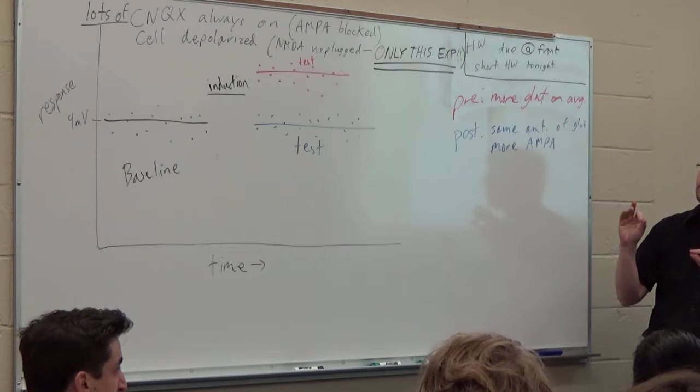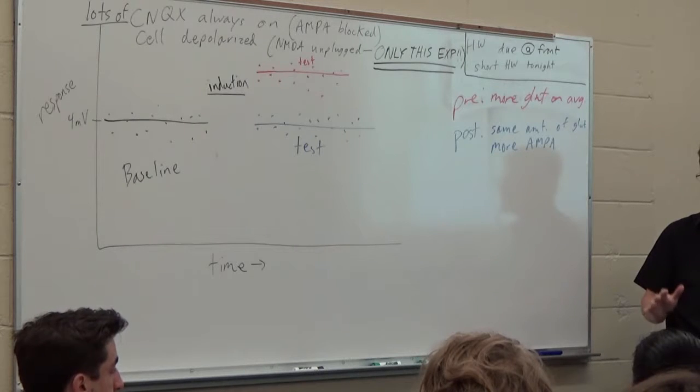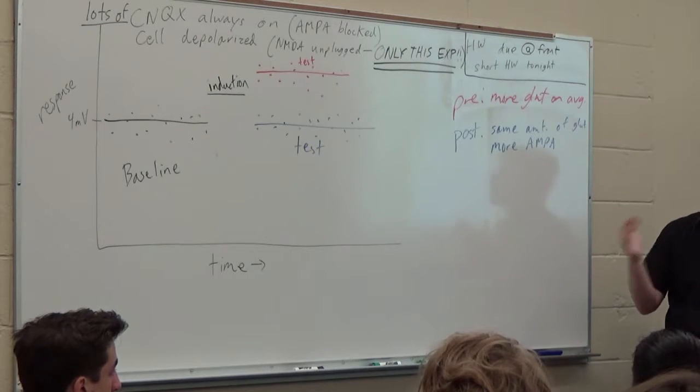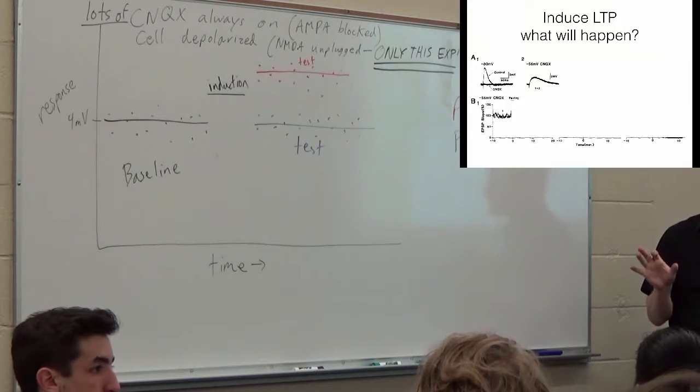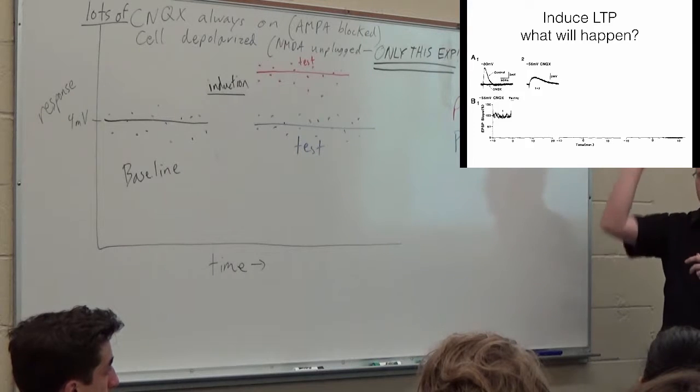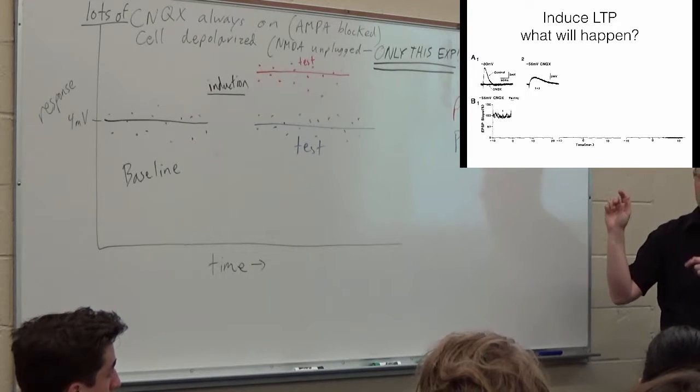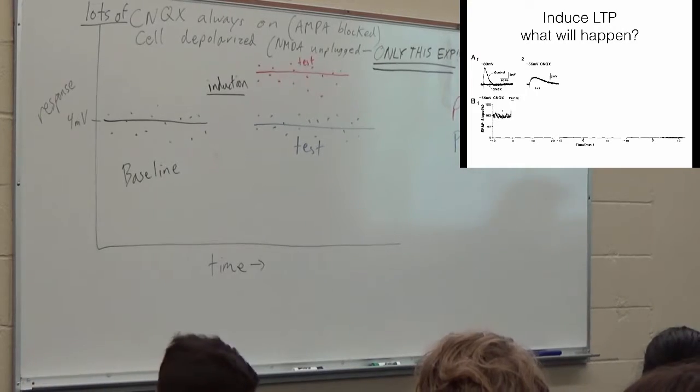Because we don't really have as strong a prediction about what's happening at the NMDA receptor. We have a sort of guess that they're probably not changed, but at this point it hasn't been tested explicitly. But yeah, that's a more subtle point about this. Other questions about the logic of the theory?